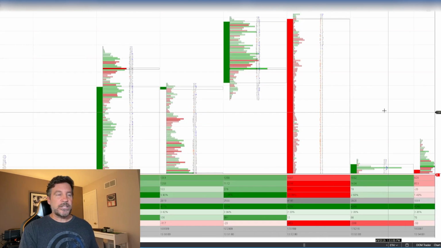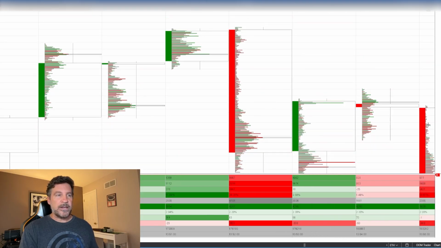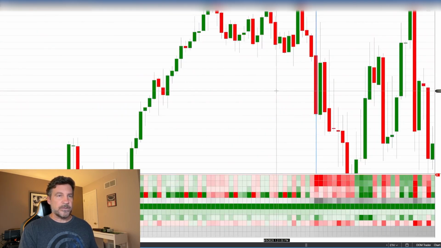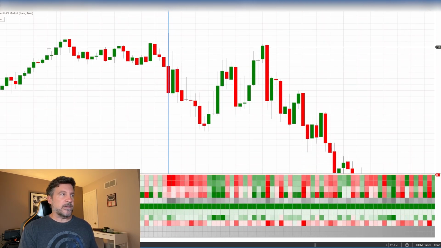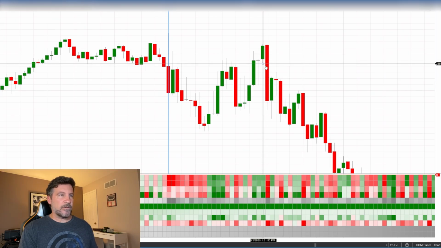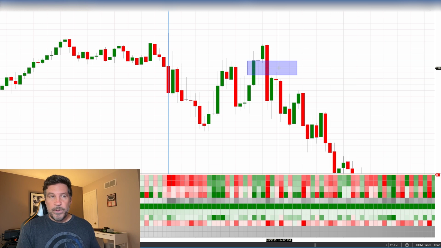So when I saw that in this big red candle, let me zoom back out so it's easy to see. That immediately tells me that this area right in here has a high probability of being defended by sellers if price comes back to it, or in and around that area, roughly.